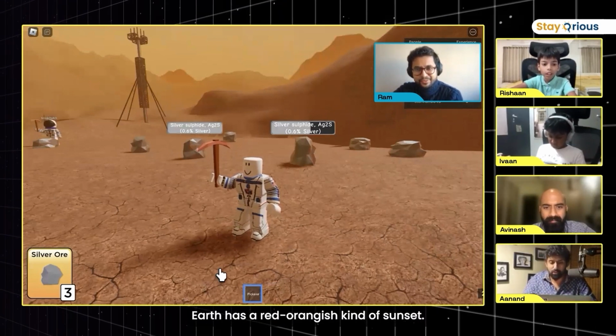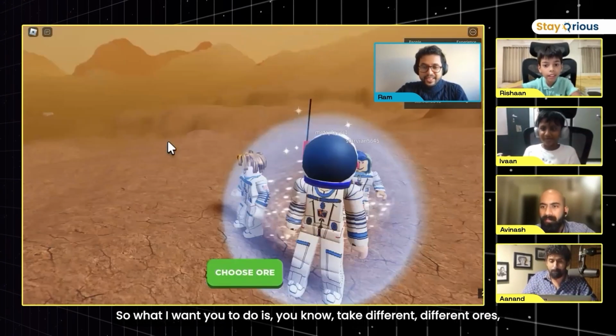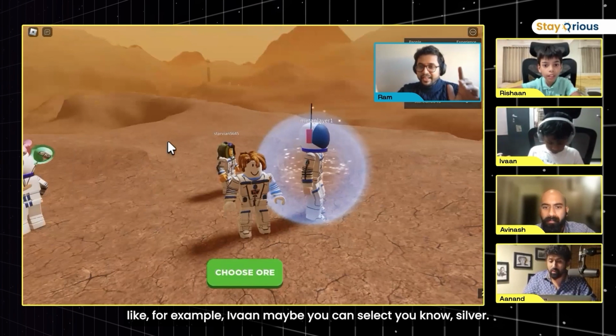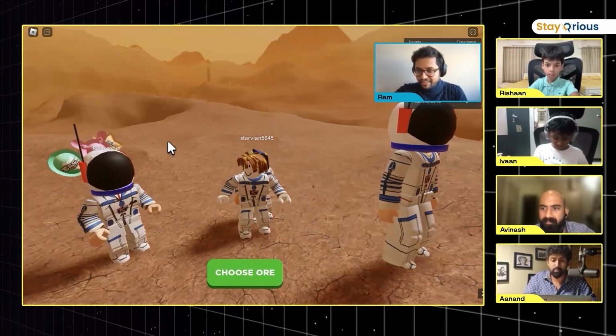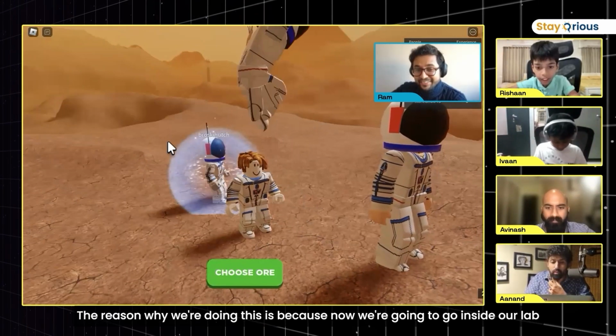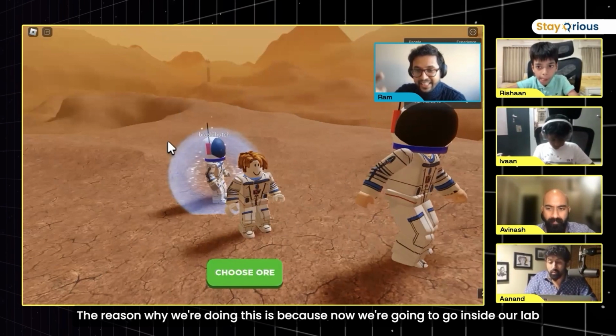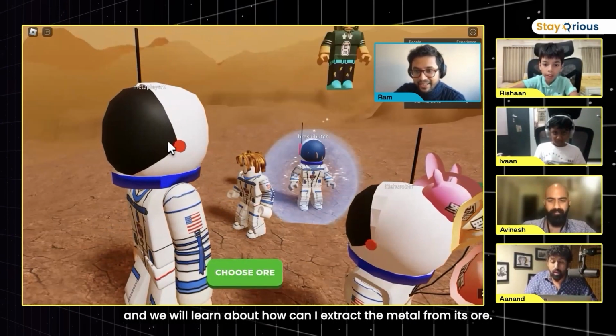Earth has a red orangish kind of sunset. So what I want you to do is take different ores. For example, hey Ivan, maybe you can select silver ore, and Anand, maybe you can select copper ore. The reason we are doing this is because now we are going to go inside our lab and learn how to extract the metal from this ore.